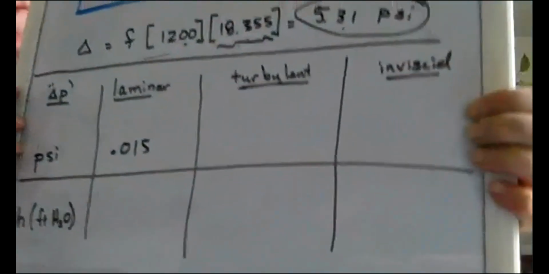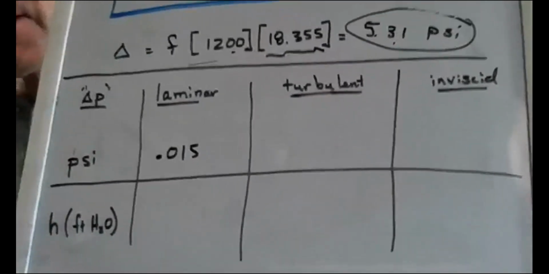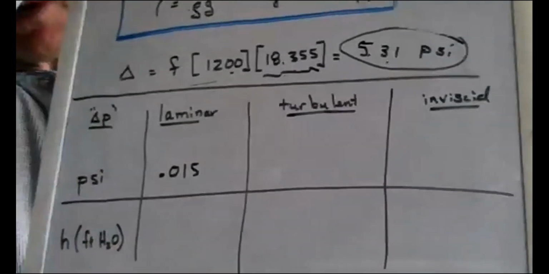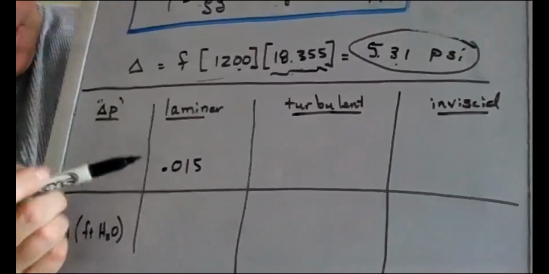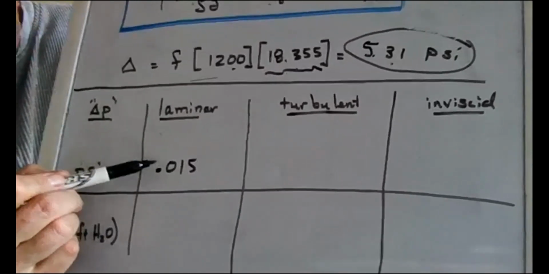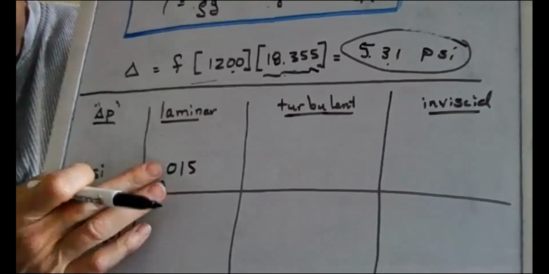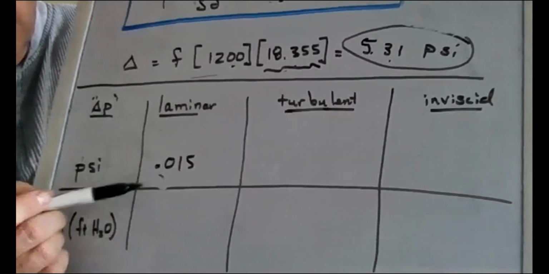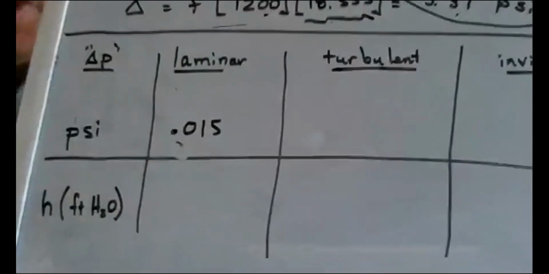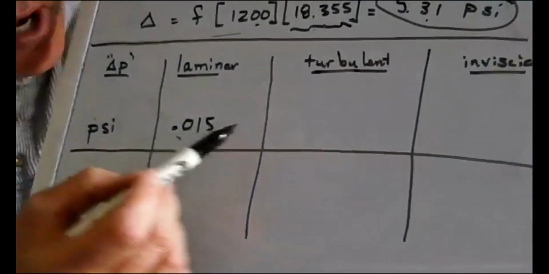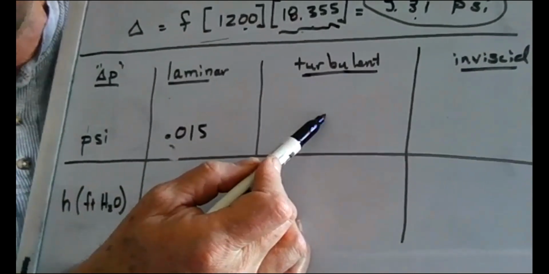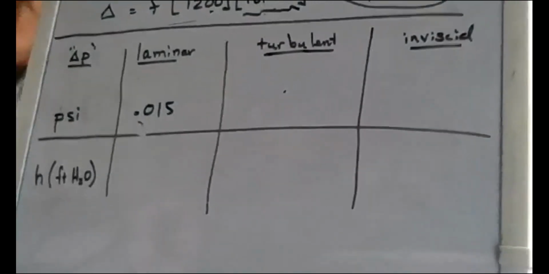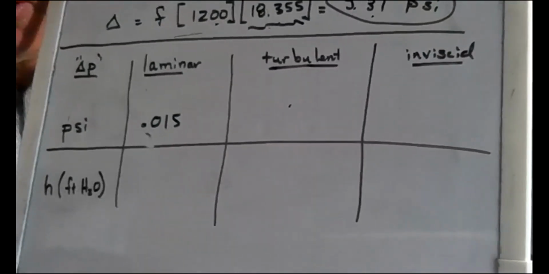Okay, so to finish off class, let's see if we can get this chart filled out. We're going to do the two different cases. Case 1 was where we had nice, simple laminar flow, and in that 1-inch pipe we got a pressure drop of 0.015 PSI. So what I want you to do is convert that to head, feet of H2O. Then I'd like you to get the pressure drop for turbulent, which we just did a couple minutes ago, and do the same thing. And of course, let's get the inviscid value. So, 5 values to go. See how many you can get on your own.